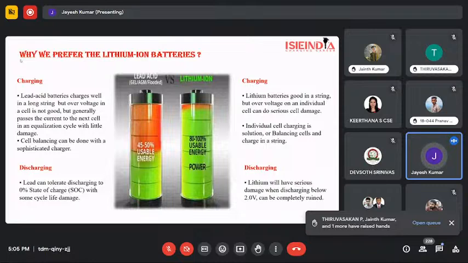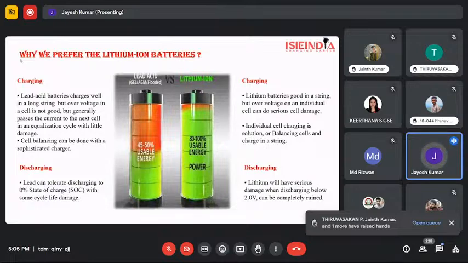In the discharging part, a lead acid battery can go up to 0%, and some of the duty cycle will be lost, but still you can charge the cell easily. You can replace the distilled water which is present in the lead acid battery. But in the lithium-ion battery, one drawback is that if you go beyond the under cutoff voltage of 2 volt, you may have to replace the battery, or it may cause a major issue in your system.